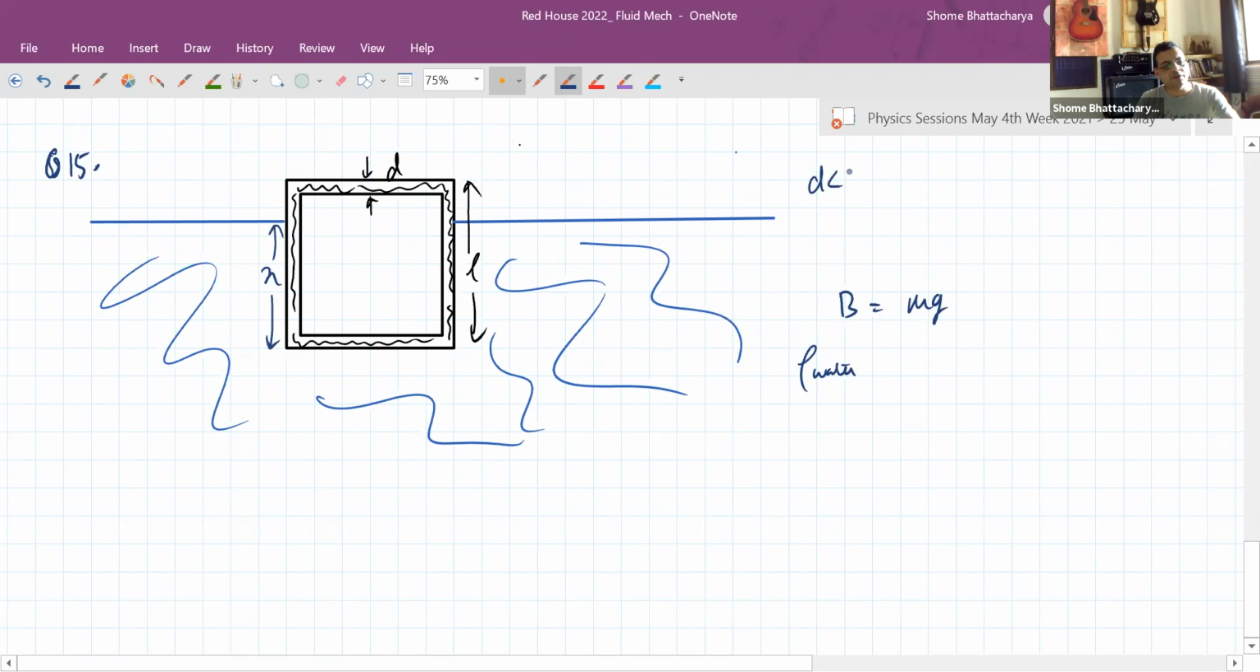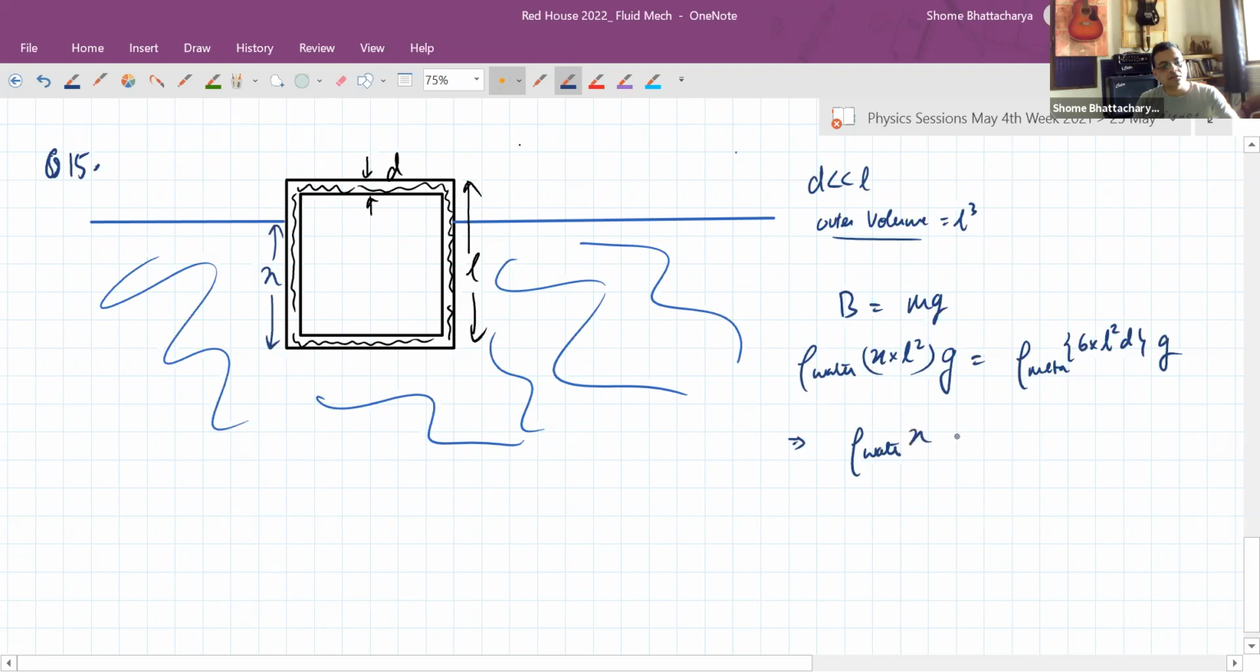Now D we will take as very small compared to L. So we will take the outer volume as L cubed, and this will be the submerged volume. This should be equal to the density of metal into 6 times L squared D. So this is the condition that we get finally, that density of water into X is equal to 6 times density of metal into D into g.